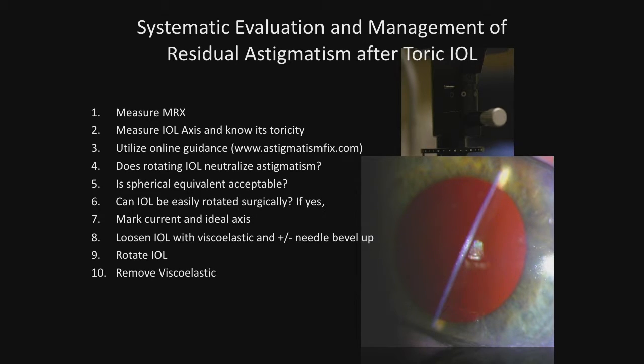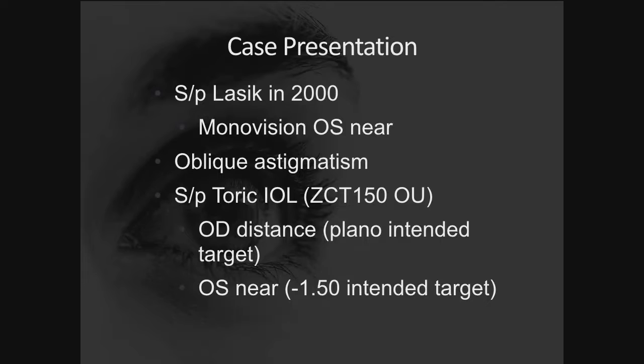So let's work through this systematically. First, we have to have a reliable refraction to know what we're working with. Then we need to measure the IOL axis and know its toricity under a dilated condition, perhaps using the slit lamp biomicroscope and estimating, whether it's through some software, there are apps for this now, or against a phoropter, to be as precise as possible to figure out where it's rotated. Then we utilize online guidance. Astigmatismfix.com is an indispensable tool and such a wonderful contribution to our field that I just highly encourage you all to use it if you have not. Then you have to decide, does rotating the IOL work? And if it does, then that's the way to go. So here's an example of astigmatismfix.com.